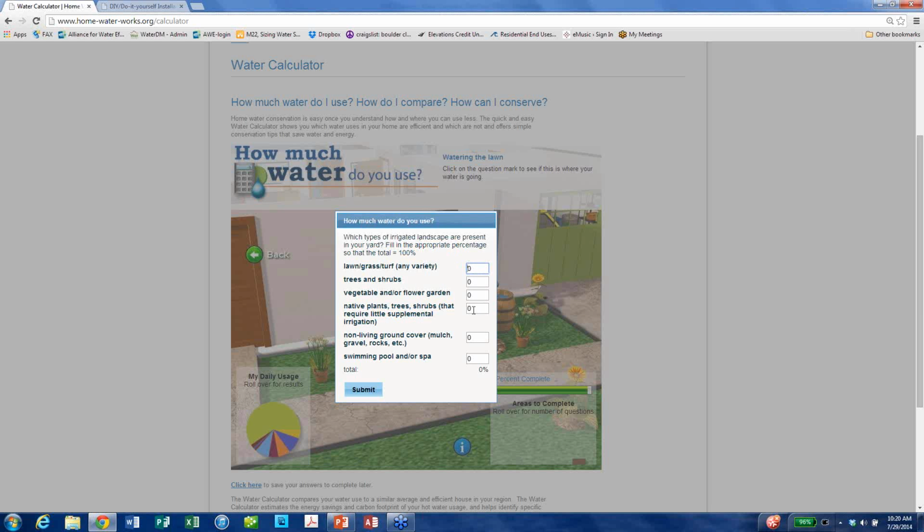So then one of the final things here related to the outdoor is to estimate the percentage of your landscape that is covered in these various different types of ground cover. And this includes the pool. So if I had a swimming pool, I might say that, let's say, 50% of my landscape area was the pool. But I don't have a pool, so I'm going to put that at 0.